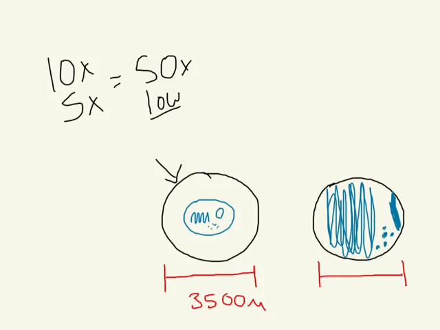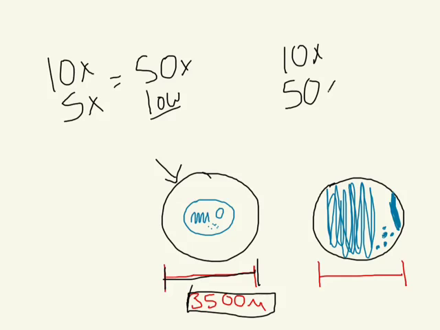And we know that on low power, the field of view that we have right here is 3,500 microns. What we want to know is if we take that and switch it to the high-powered objective lens, which still has the 10 times ocular lens, but we go to 50 times objective for a total of 500, what is our new field of view?